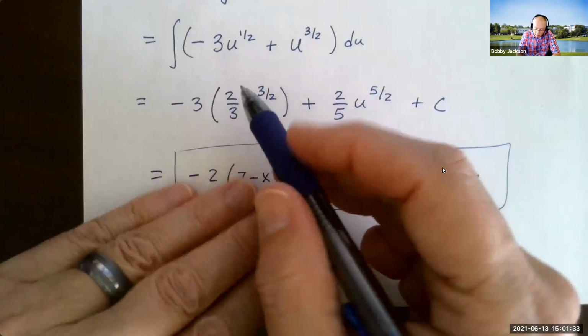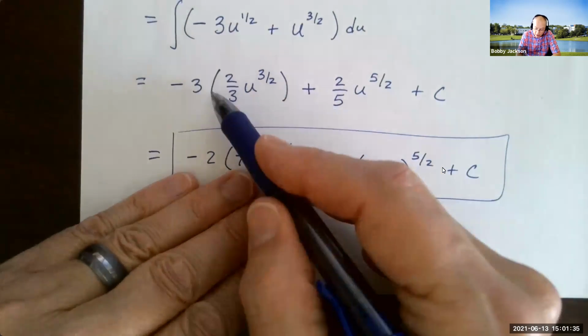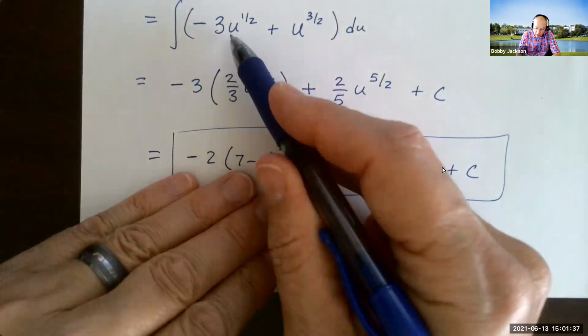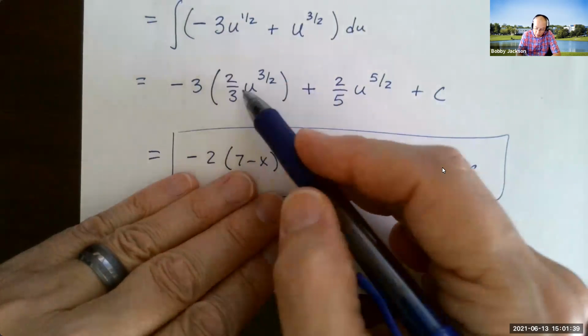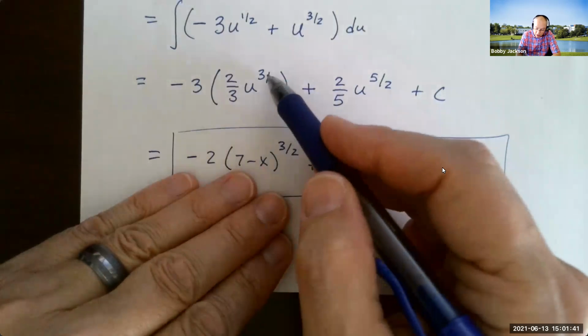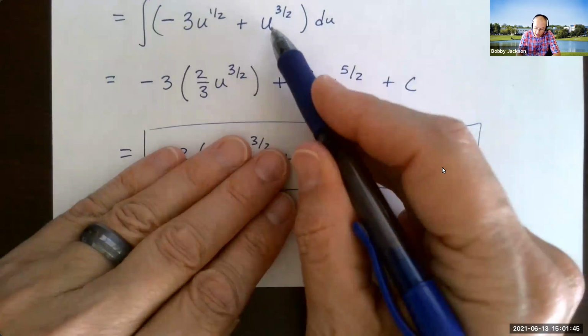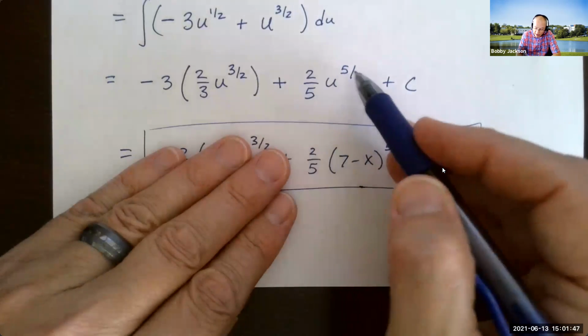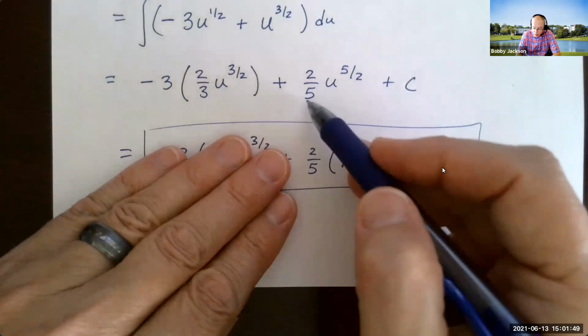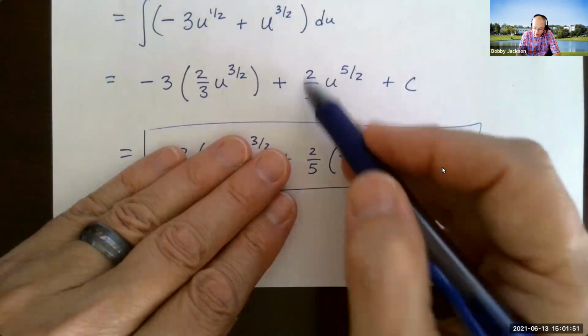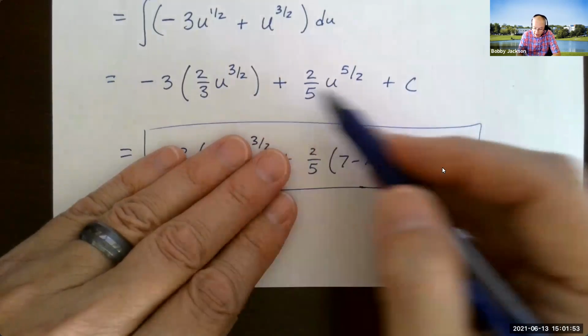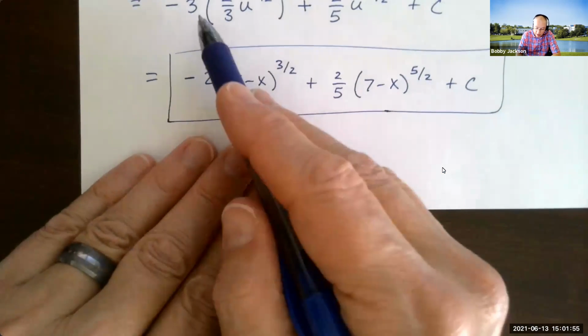So yeah, just power rule, factor out the -3 here. U to the n is what? U to the n plus 1 divided by n plus 1. So dividing by 3/2 is the same as multiplying by 2/3. And then here, add 1 to 3/2 gives me 5/2. And so divided by 5/2 or times 2/5. So there's my antiderivative.